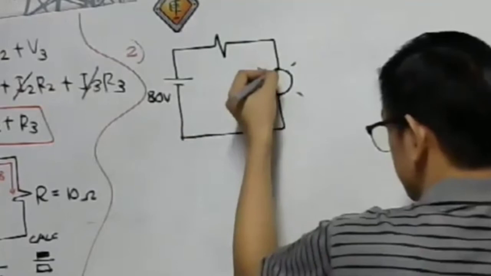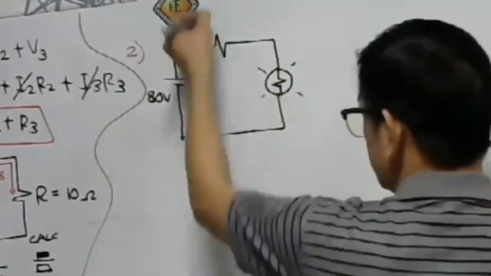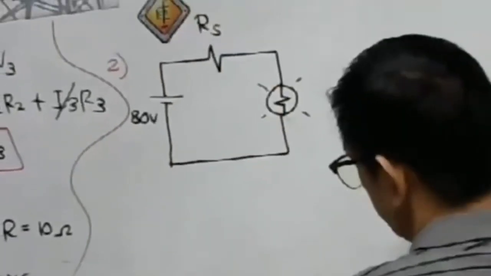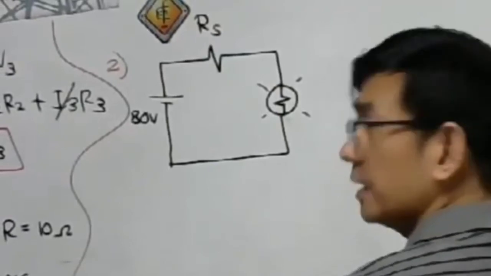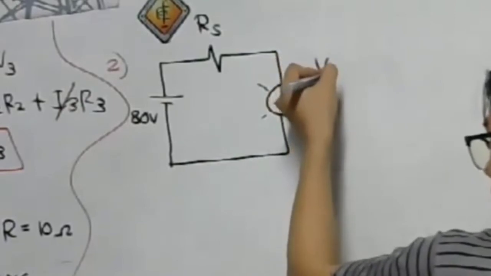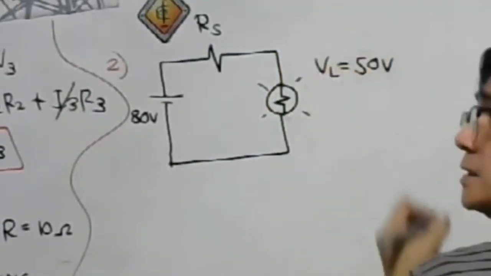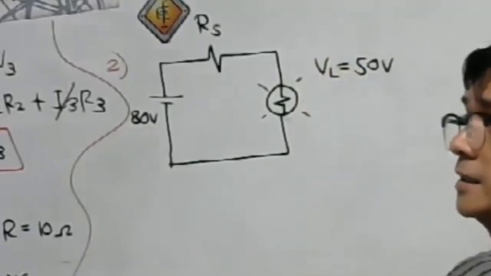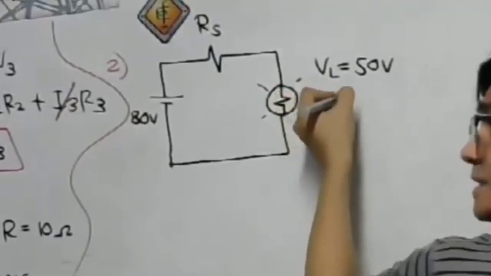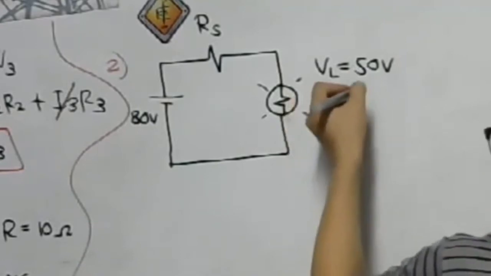The bulb has, of course, a resistance also. This is the resistance of the incandescent bulb. Let us represent the series resistance as RS. The rated voltage of the lamp is equal to 50 volts, and the hot resistance of the lamp is equal to 10 ohms.